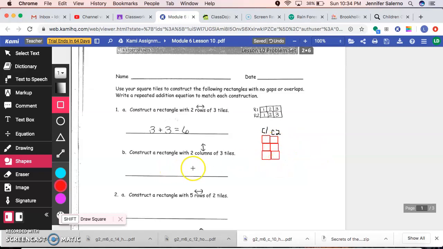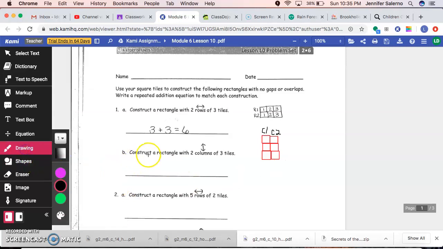So now when I come over here, I need to write a repeated addition equation that matches what I just made, okay? So because they're columns, I'm doing 3 plus 3, and that's going to equal 6. So 3 plus 3 equals 6. So that's what I'm going to put over here.